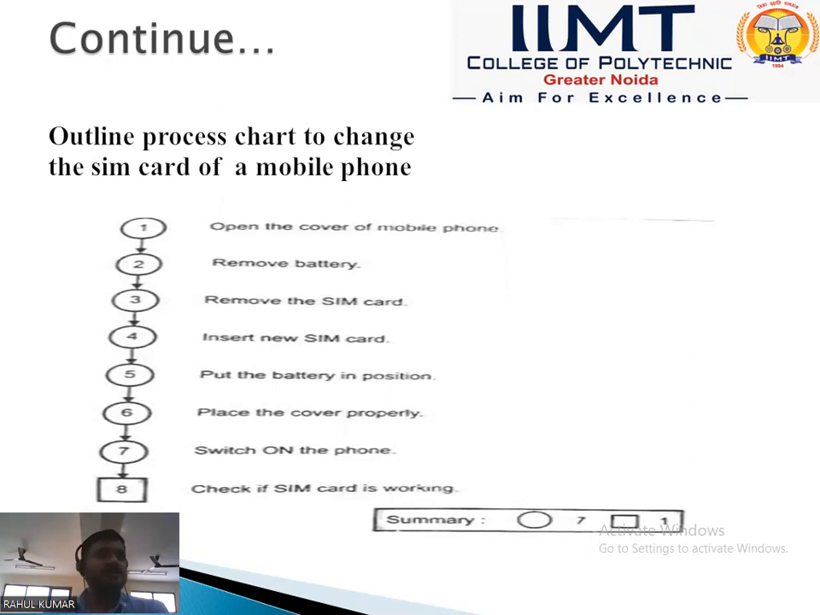This is a good example of an outline process chart. Basically, how many operations are used in this? 7 operations are used and 1 inspection. So basically, only 2 symbols. Only 2 symbols are used in the outline process chart.